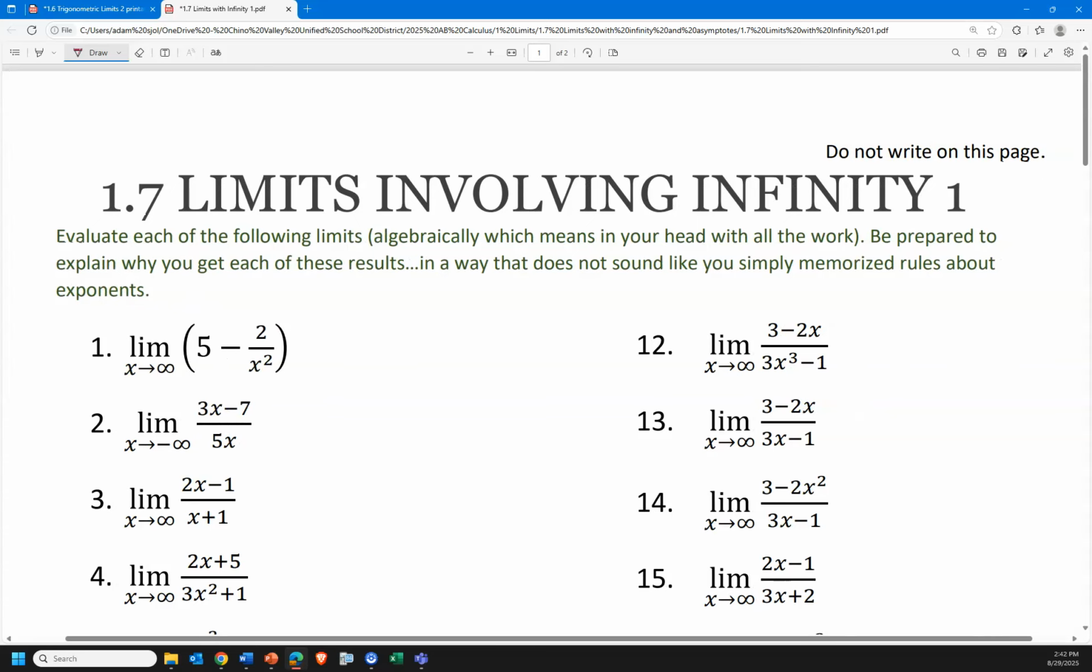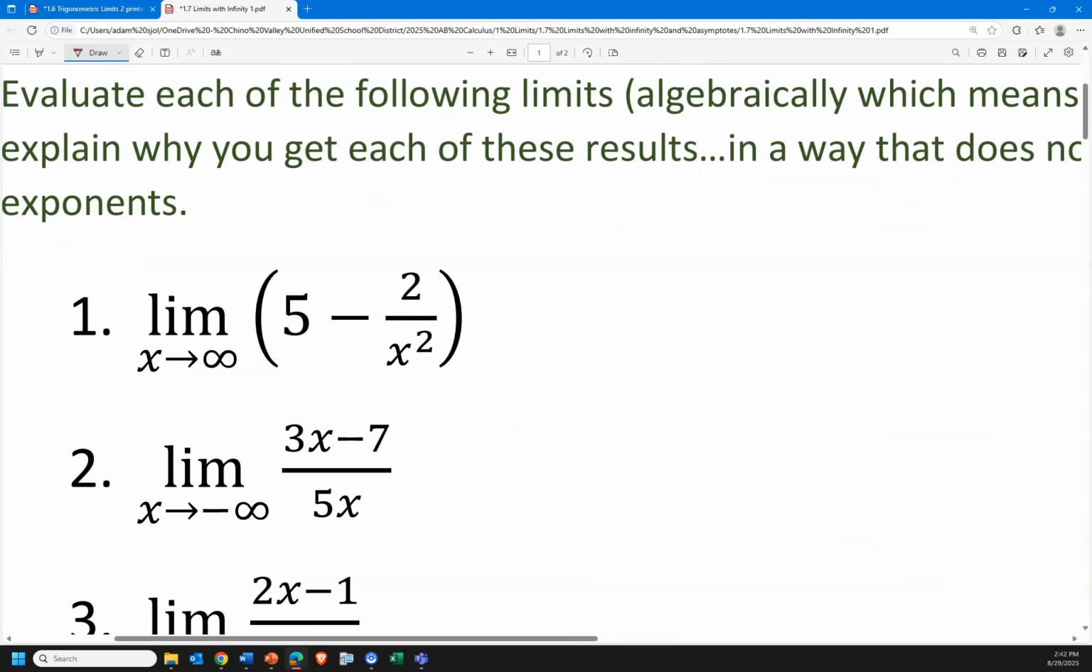Okay, so let's look at number 1, the limit as x approaches infinity of 5 plus 2 over x squared. Well, the first part is easy. The limit as x approaches infinity of 5 is 5, because that's the constant line y equals 5. The limit as x approaches infinity of 2 over x squared is 0, because if we use inputs like a million, 2 over a million squared is almost 0. It's 0.000, with 11 zeros before we get to the 2. 2 over a billion squared is even closer to 0. 2 over a trillion squared is even closer to 0.